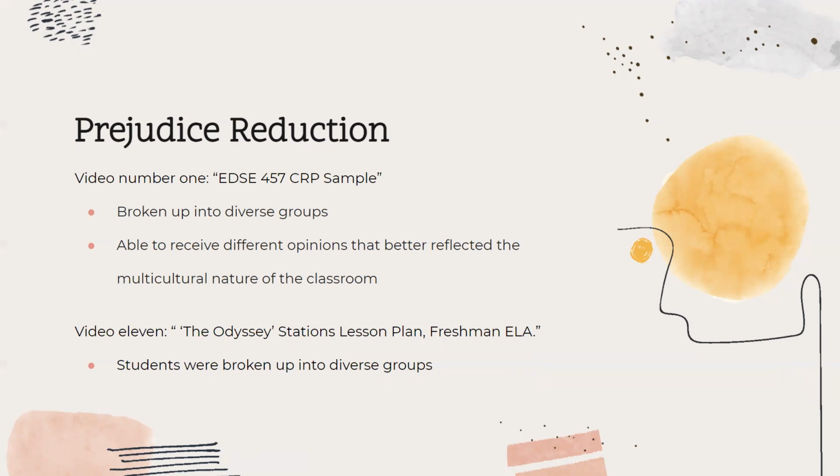And video 11 is also an example of prejudice reduction for many of the similar reasons as video 1. The students were broken up into diverse groups while they were partaking in these stations, so they were able to come at problems in different ways.